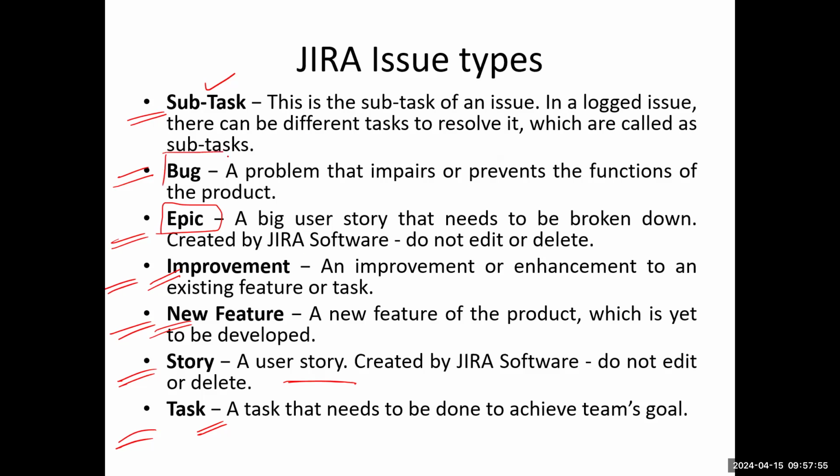And the bug means what? Any kind of defect, guys. Simple. A problem that impairs or prevents the function of the product is called a bug. So simple. Any software issue, any software glitch, if you notice it, you can raise it as a bug. Inside that particular tool, you can mention it as a bug.